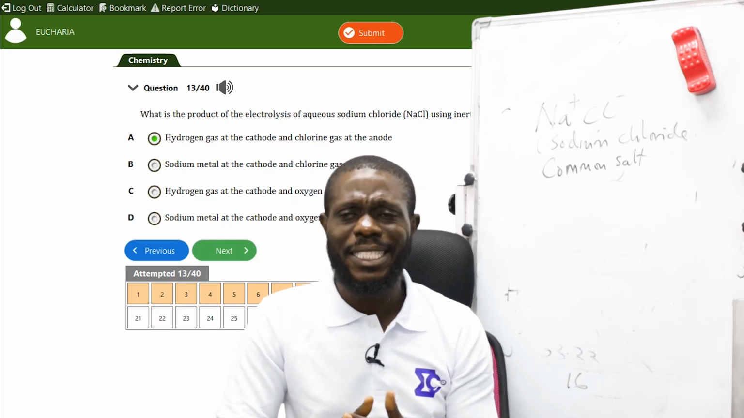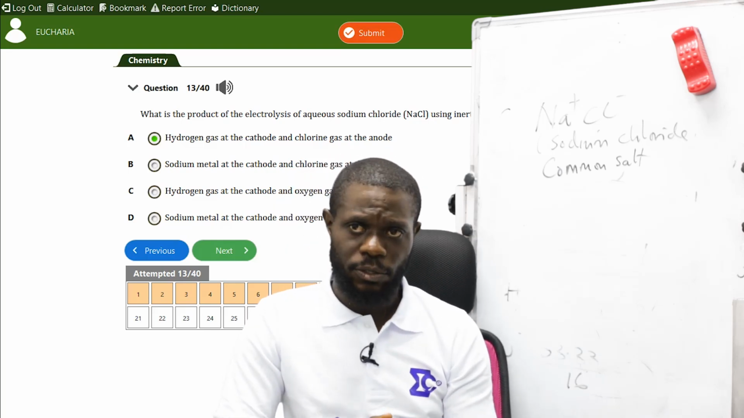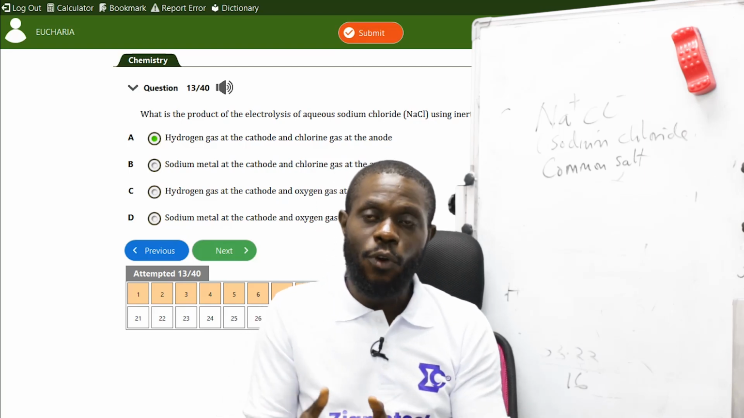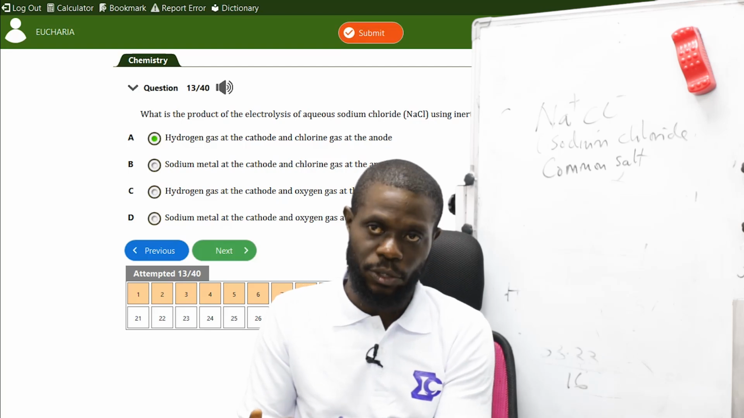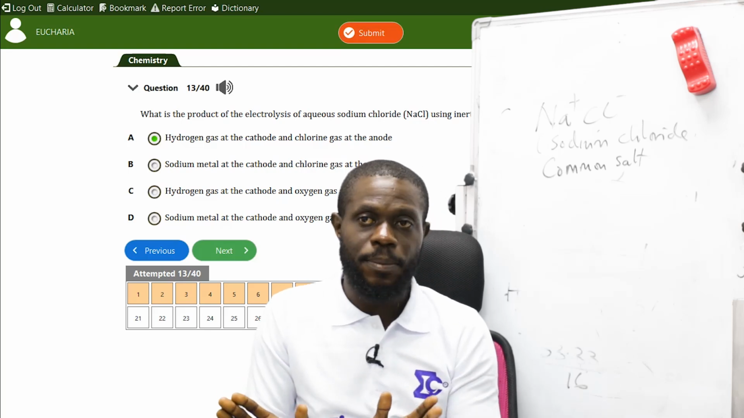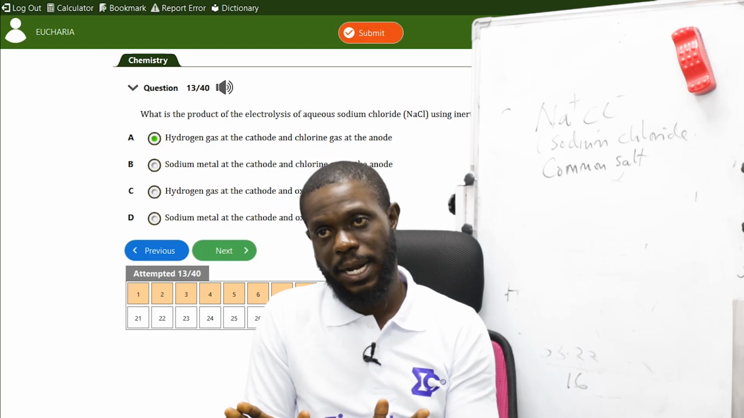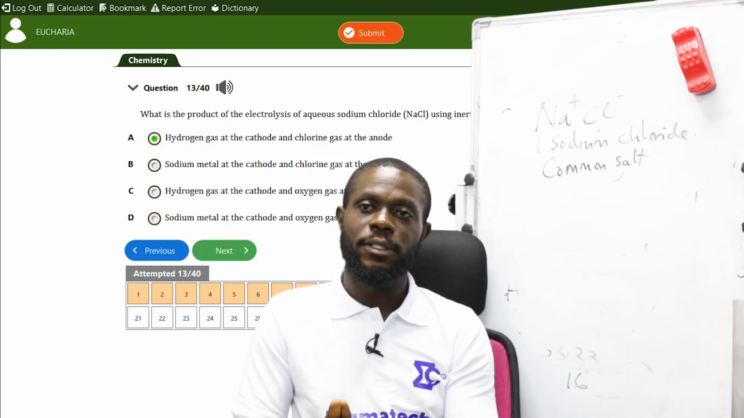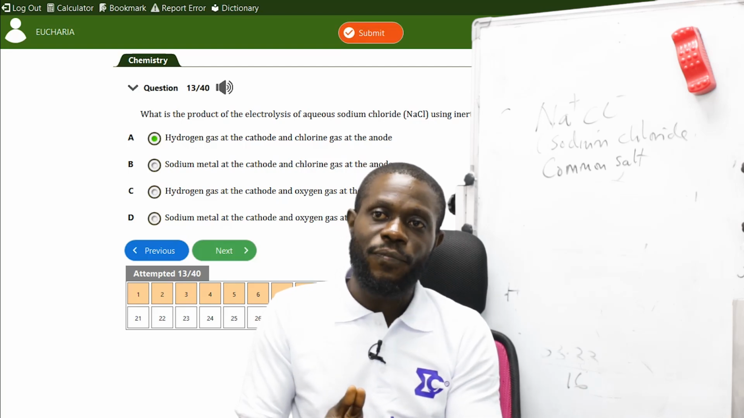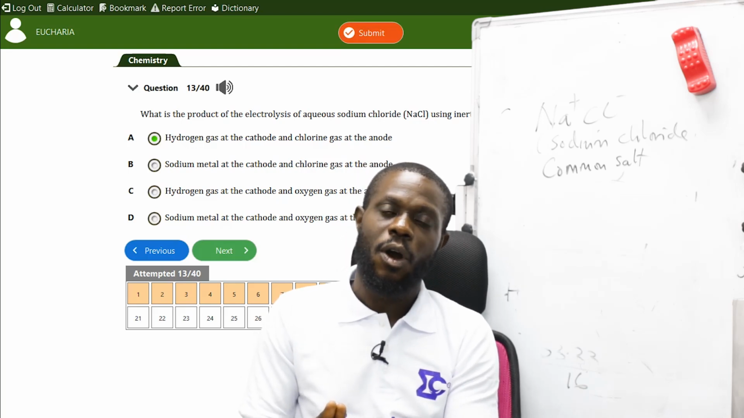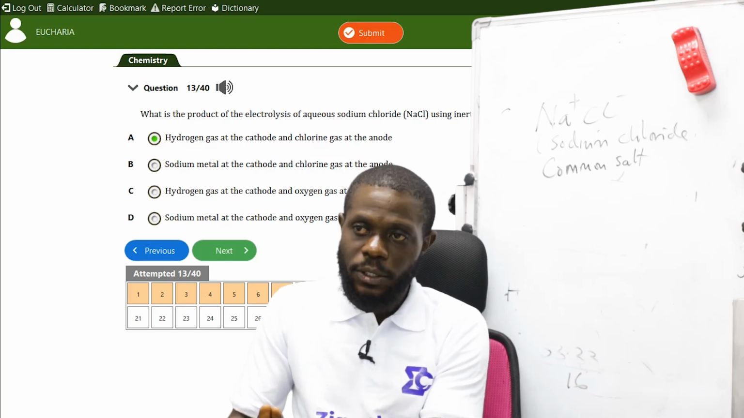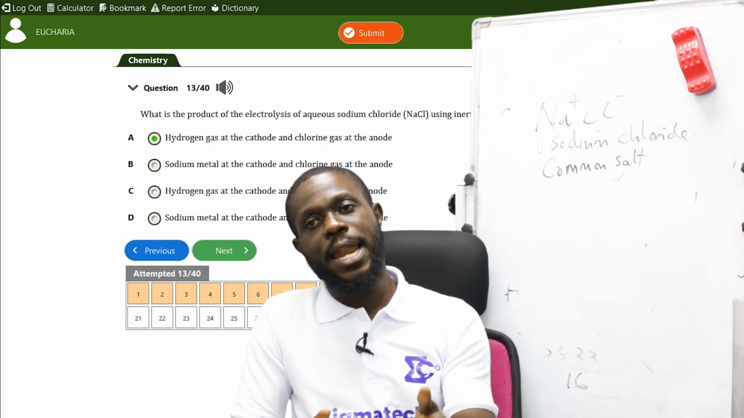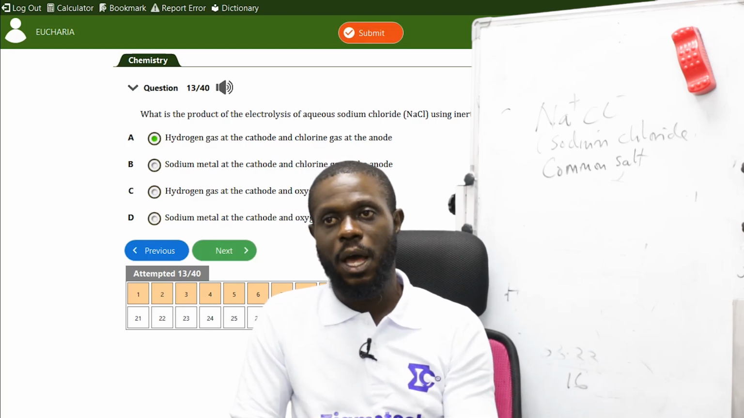Electrolysis is simply the flow of electrons. Electro means electrons, while lysis means flow: the movement of electrons. That's just a simple way of describing electrolysis, according to Michael Faraday. So the electrolysis of aqueous sodium chloride means the movement of electrons of salt when dissolved in water.